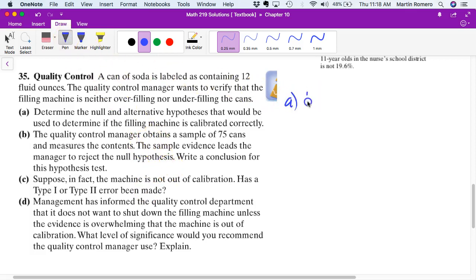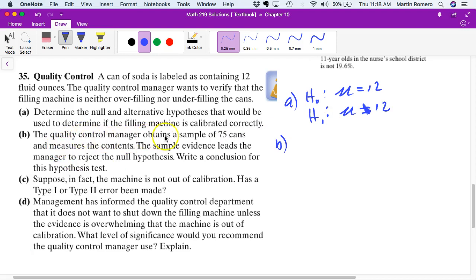So for part A, the null hypothesis and alternative hypothesis. A can is labeled as containing 12 ounces. And so in this case, we're saying, is the average weight equal to 12? And in this case, the alternative is that it is neither overfilling nor underfilling, and so the alternative would be that it's not equal to 12. That's our null hypothesis, that it actually is filling 12. And then the alternative is that it's not filling 12, which could be over or under.